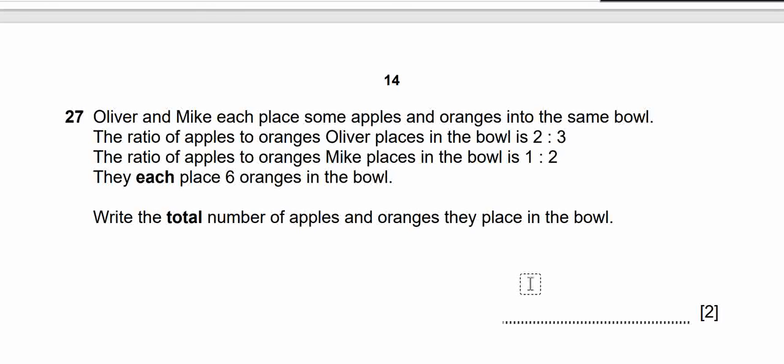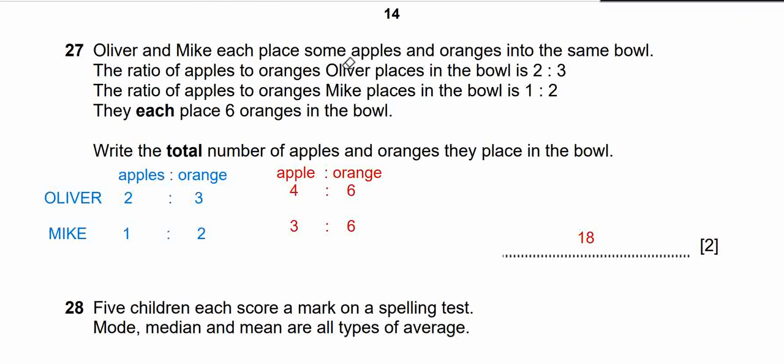Right, let's open up the answer. So we have the answer is 18. How does it work? We write down apples to oranges for Oliver is 2 to 3. Now for Mike, apples to oranges is 1 to 2. Now the key is they each place 6 oranges. So we have to make this ratio the same.